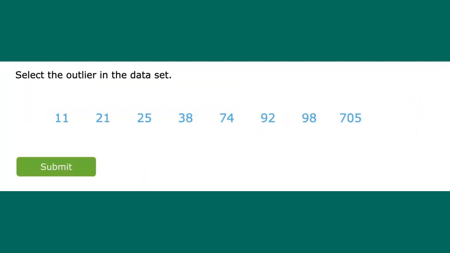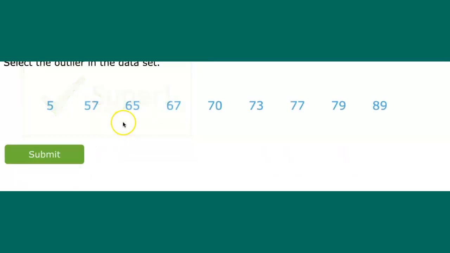All right, so we use iExcel.com in school, and kudos to iExcel, and thank you for letting me use your website. This is one of the examples that we have. Select the outlier in the data set. So we have 1, 21, 25, 38, 74, 92, 98, and 705. Just by looking at it, just by inspection, we definitely could say that 705 is the outlier. It's too far away from every part of the set. So let's pick that, turn it in, and it says yes, we're right.